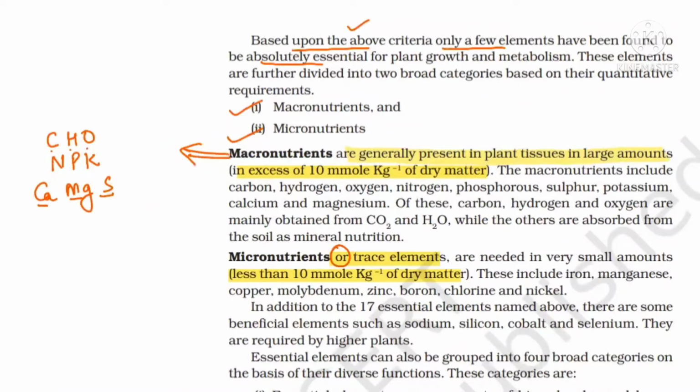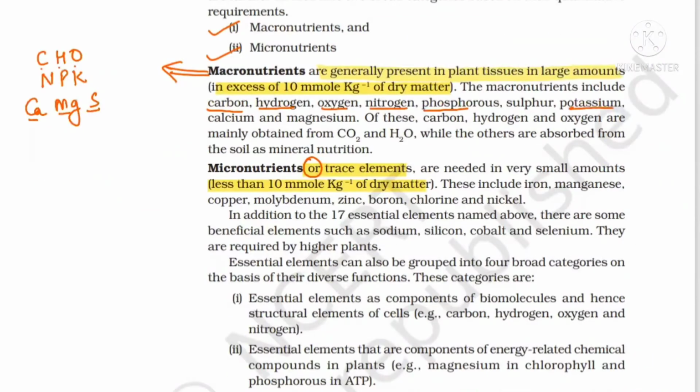CHO, NPK, calcium, manganese, sulfur. Check, beta, macro. C, carbon, hydrogen, oxygen, CHO, NPK. Clear? Calcium, manganese, sulfur. All the mineral ions are covered by this. So I think total macro is coming number 9. Macro are 9 in number.